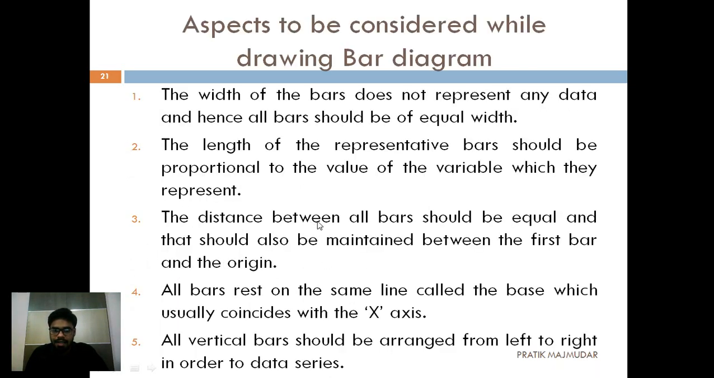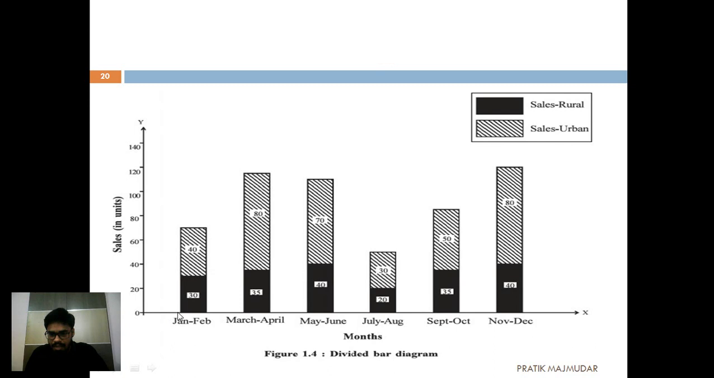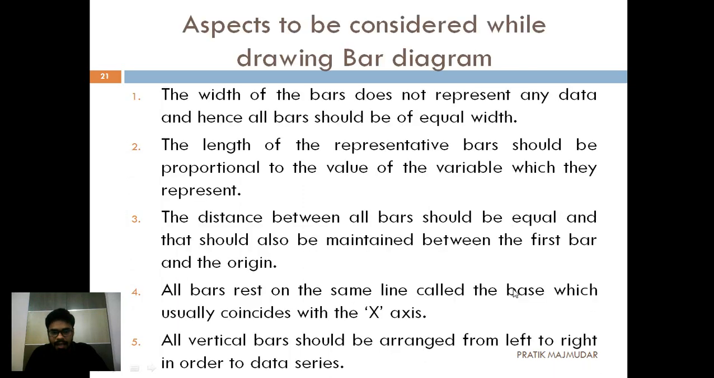See the third one: the distance between all bars should be equal, and that should be maintained between the first bar and the origin. When you are starting, the difference between these two bars will be the same. You can see that the difference between January to February and March to April are the same. In the same way, March to April and May to June are the same. So the bars should have the same difference. The same way, when it is started, it has the same difference which we have taken for the rest of the diagram.